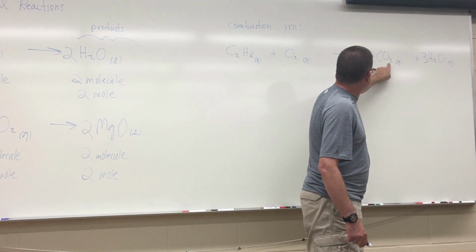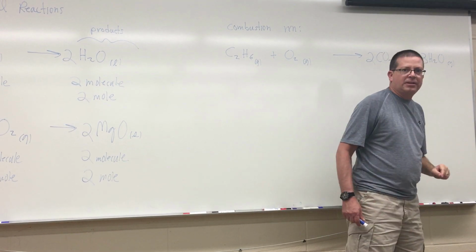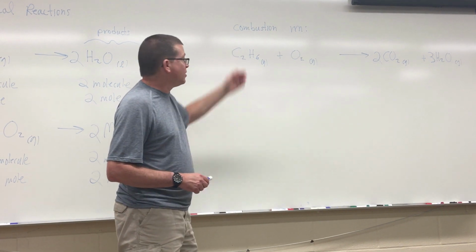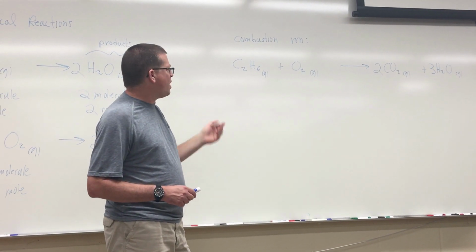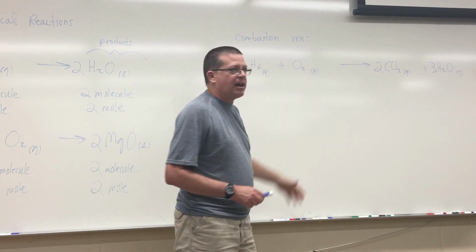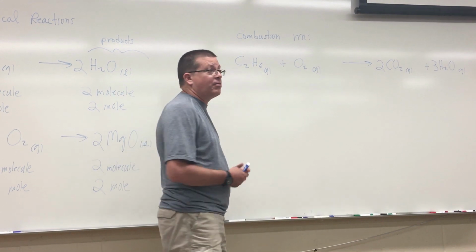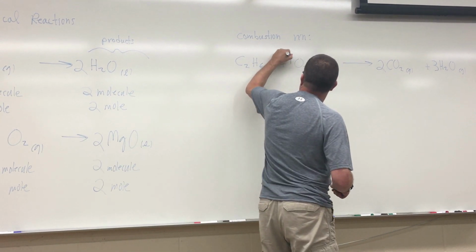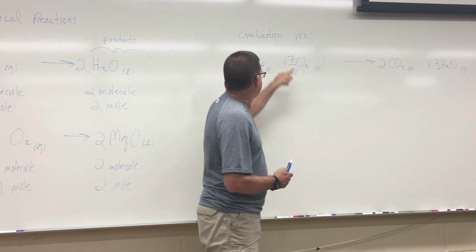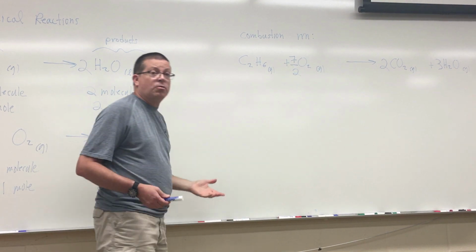I've got 2 times 2, which is 4, plus 3 more, which is 7. All right, so I got to balance out 7 oxygens on the left. Now the easiest way to do this is to say, okay, if I've got an O2 here and I need 7 oxygens on the left, I'm going to put a fractional 7/2 up front. All right, so I know that if I multiply 7/2 times 2, I'm going to get 7, and I know that's going to work out.